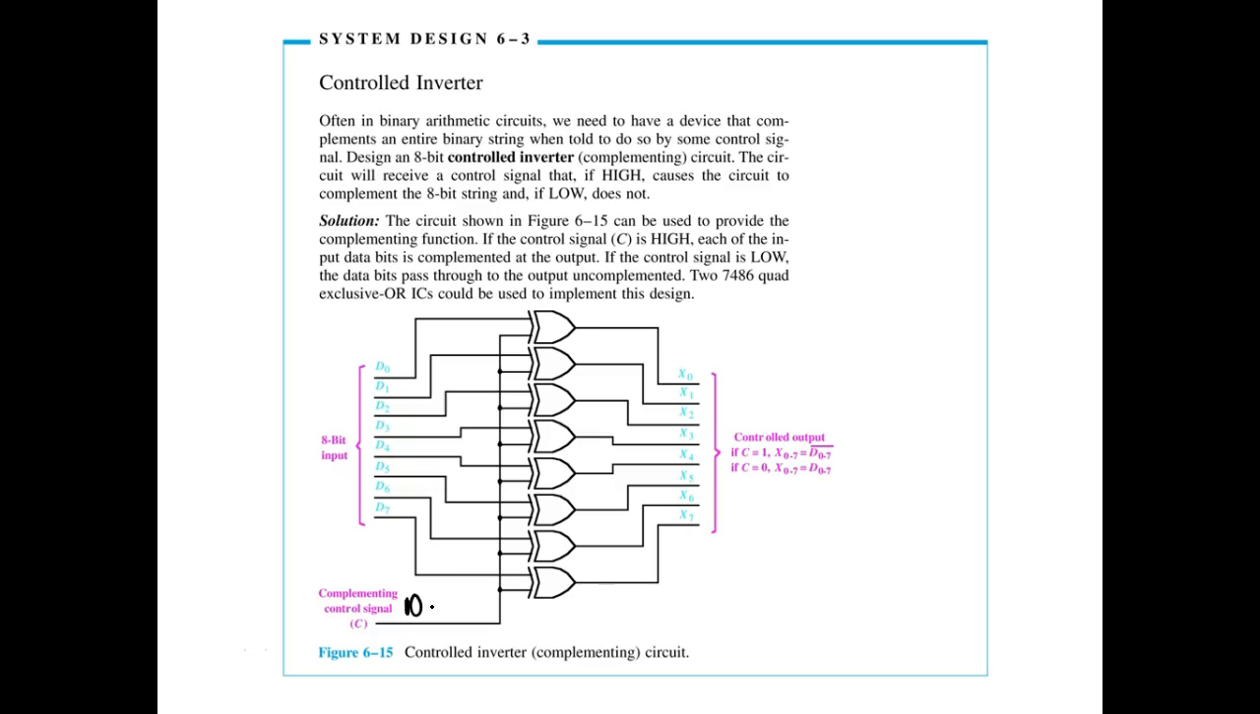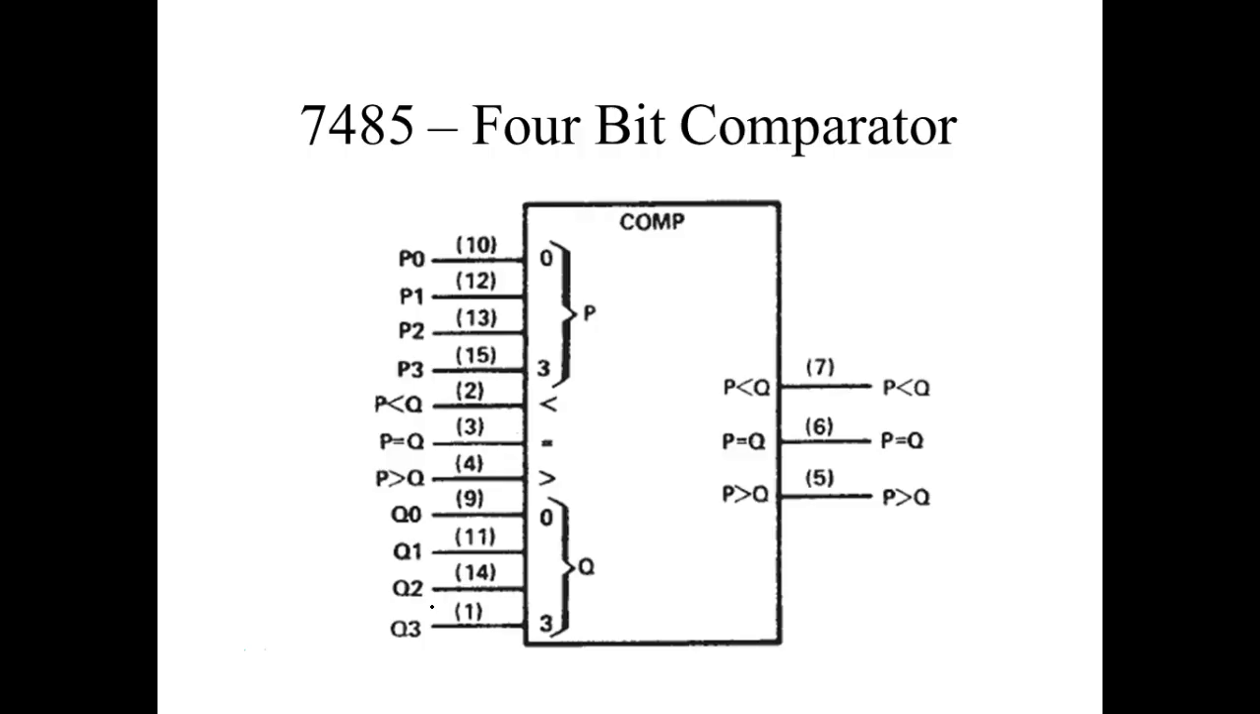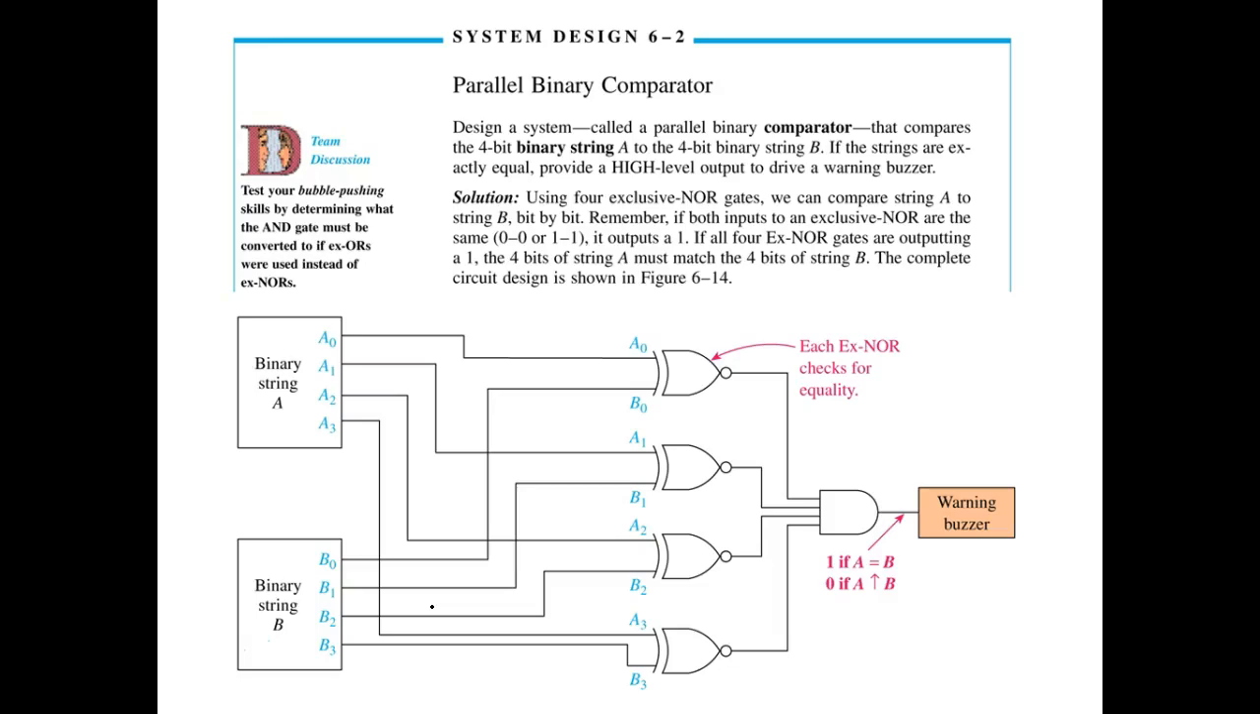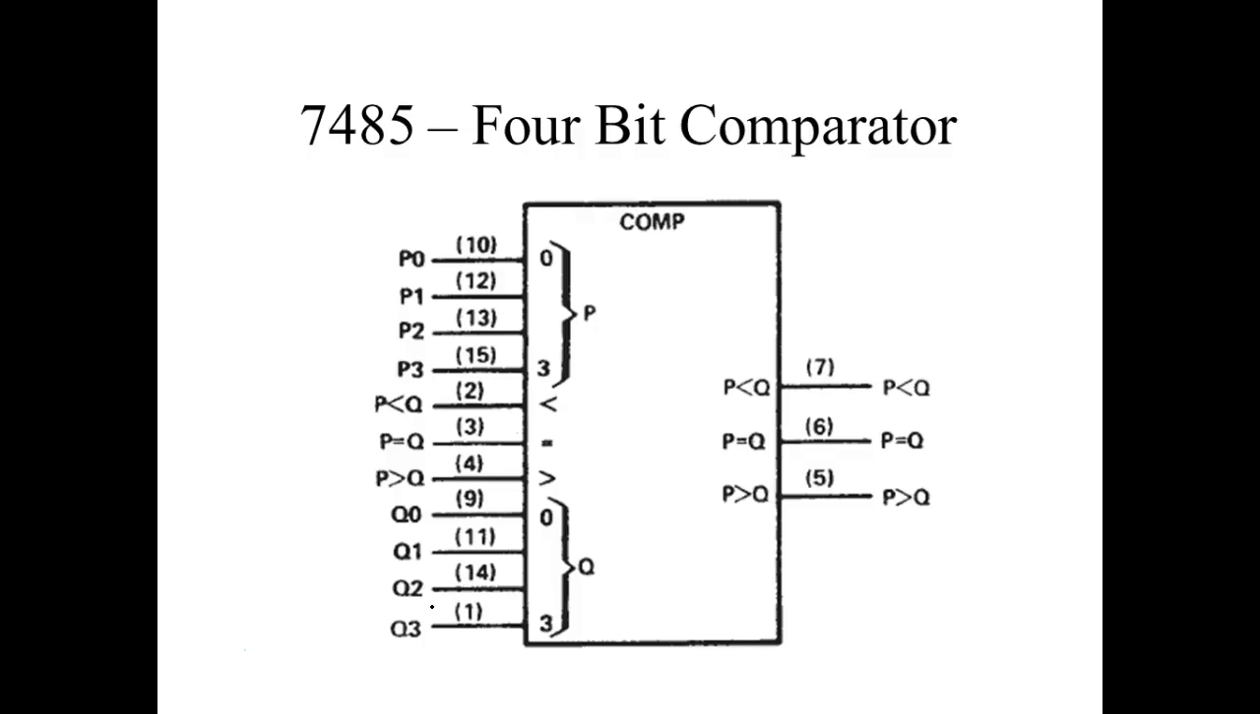Now, what's the third thing we can do with exclusive ORs? We can check for equality, right? We can use them to check parity. We can use them to be controlled inverters. And the third thing we can do is, oh, by the way, we're going to be dealing with a 7485, which is a 4-bit comparator.